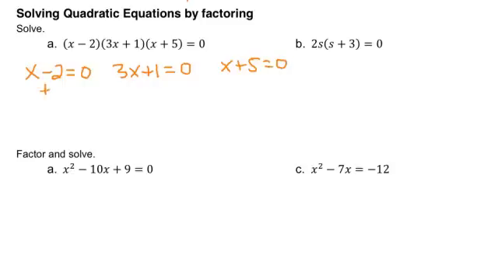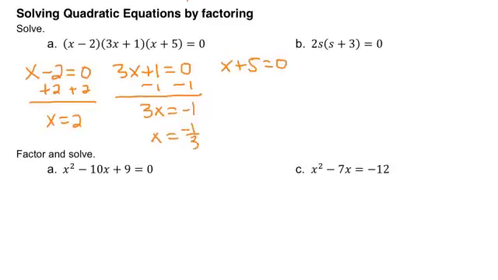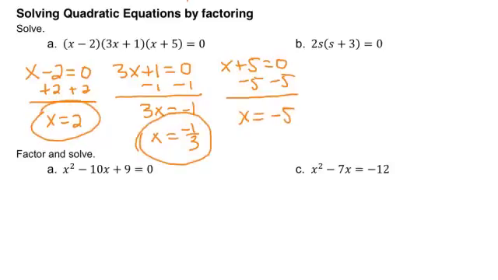So to get x by itself, we add 2, so x equals 2. For the second equation, subtract 1, 3x equals -1. We divide by 3, x equals -1/3. For the last equation, we subtract 5, so x equals -5. So 2, -1/3, and -5 are our 3 possible solutions.